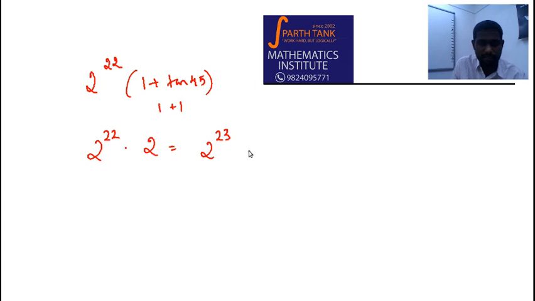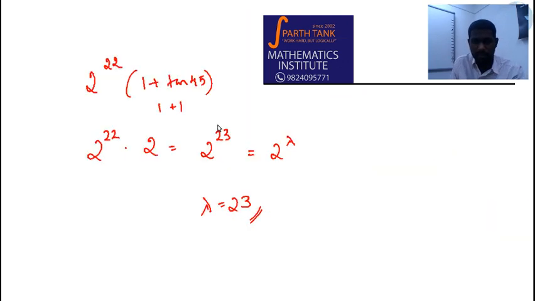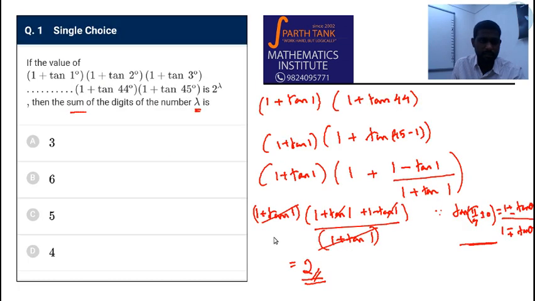Now they have said that the result is equal to 2 raised to lambda, so lambda is nothing but 23. The final question is the sum of digits of the number lambda. The digits are 2 and 3, so the sum is 2 plus 3, which is 5. So the answer is option C, 5. Very simple problem. Just identify that this can be rewritten in terms of tan 1, using tan 45 minus 1.